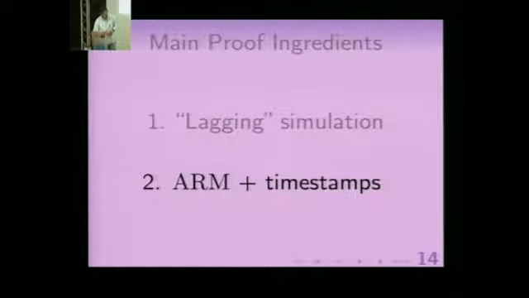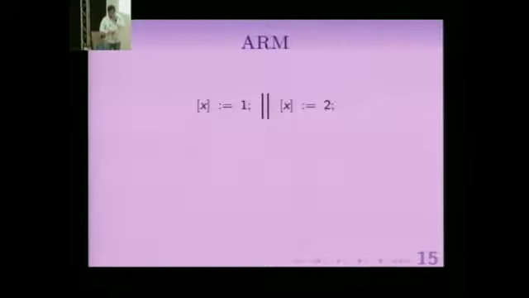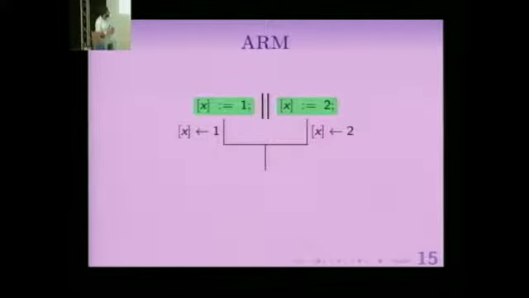So the second part is the intermediate machine ARM plus timestamps, or ARM plus tau. In the ARM setting, suppose we have such a program. At some point, the ARM machine can issue two write requests to the same location, and the storage subsystem can either propagate the left request first or the second one. Depending on that, the final order of writes to location X changes.